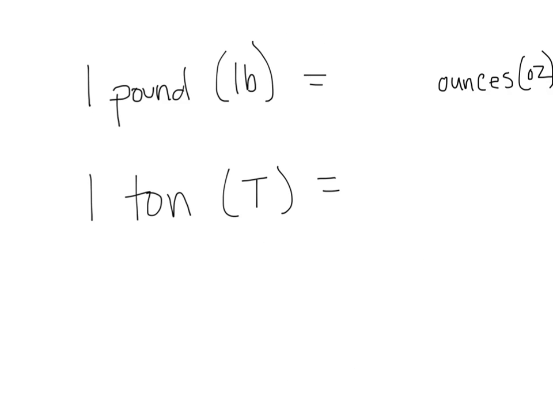For today's lesson, you're going to need to know that 1 pound, which is abbreviated LB, is the same as 16 ounces. And an easy way to remember that is that LB kind of looks similar to 16. So 1 pound equals 16 ounces, which is also abbreviated OZ. And then 1 ton, which is abbreviated a capital T, is the same as 2,000 pounds, or LB.